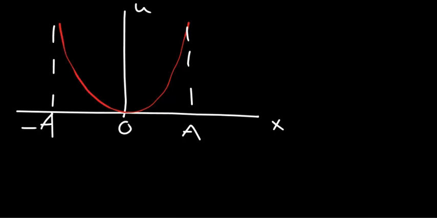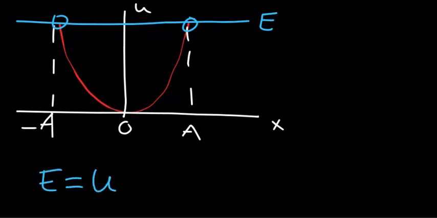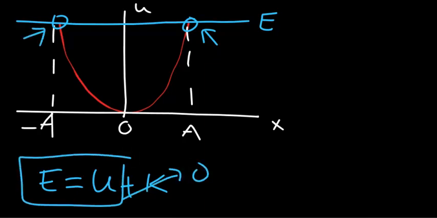That is the origin. What that means is a horizontal line like that indicates the total energy of the system. Because we know that total energy equals potential energy plus kinetic energy, at the extreme points shown there, kinetic energy is 0, so the total energy equals the potential energy.